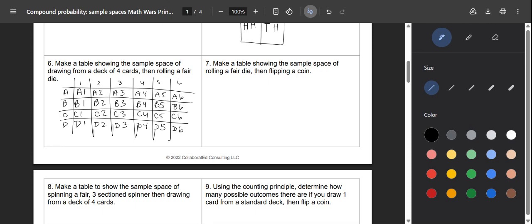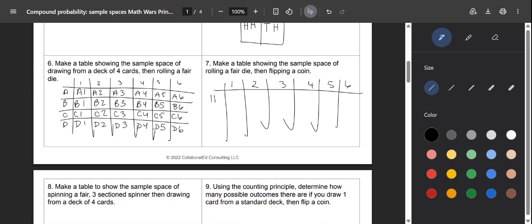So we know rolling a die has 6 different outcomes. And then flipping a coin could be heads or tails. So we could do 1 then heads, 2 then heads, 3 then heads, 4 then heads, 5 then heads, 6 then heads. We could do 1 then tails, 2 then tails, 3 then tails, 4 then tails, 5 then tails, or 6 then tails.